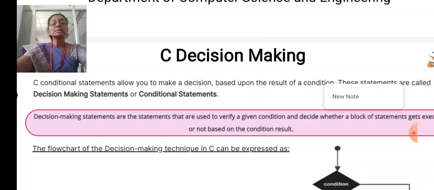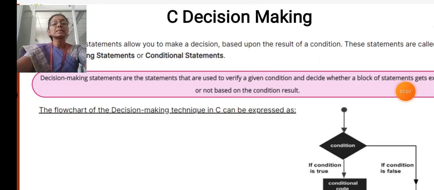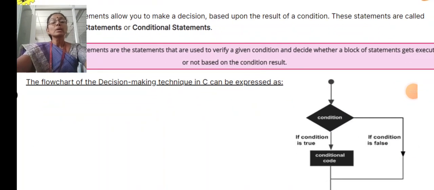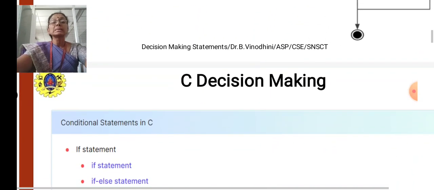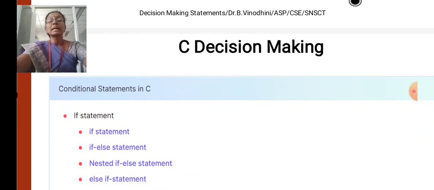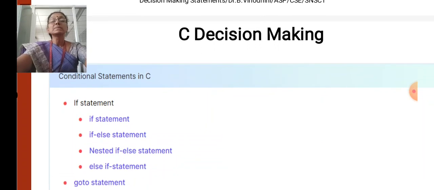For example, consider this flow diagram. You have a condition. If the condition is true, one set of statements is executed. If it is false, the flow goes to another set of statements. The decision making statements in C are classified as if, switch case, and goto, with some jump statements also being decision making statements.